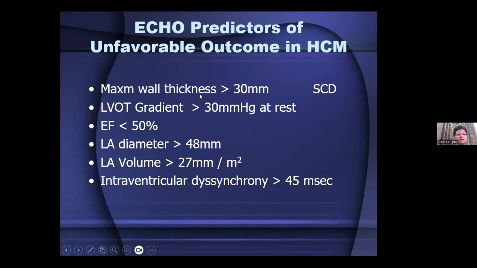You should clearly mention it is less than 30 or whatever, like 18, 19, whatever. But your report should not miss the maximum wall thickness. Anywhere it is, in the septum, in the inferior, in the posterior, whatever is the maximum, it needs to be reported. LVOT gradient of more than 30 is unfavorable. EF less than 50 is unfavorable. So these are the parameters which tell us that the patient is at high risk.